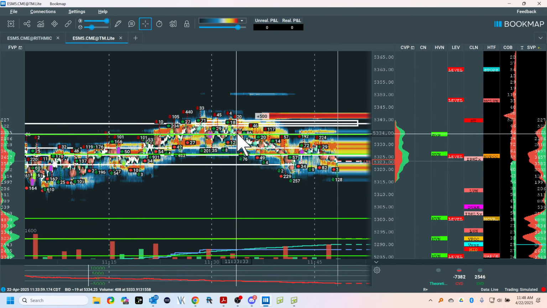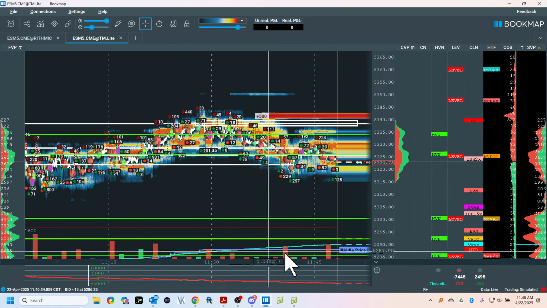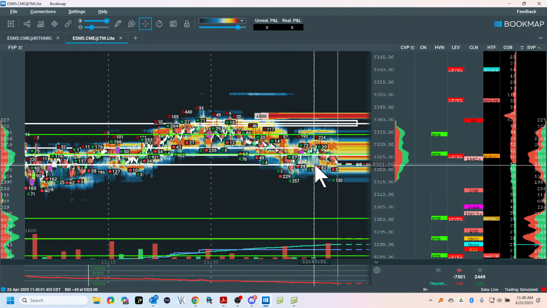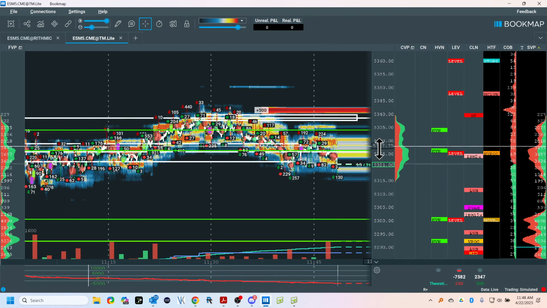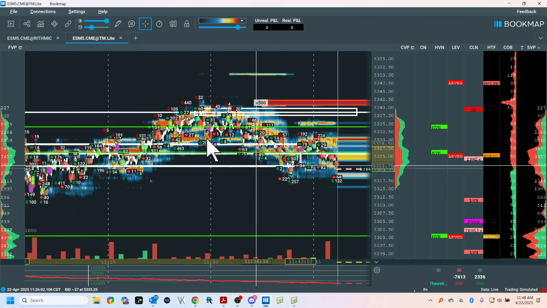Do you want to take the shorts? Up to you. Do you want to wait for the longs? Up to you. Do you want to be in park? Up to you. And it's your trade plan. It's not what happens here.